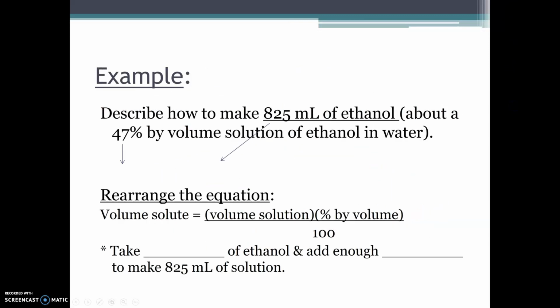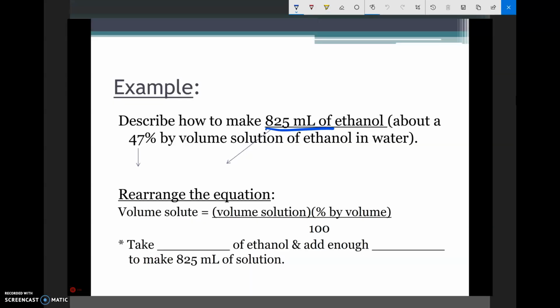Okay, it says describe how to make 825 milliliters of ethanol, which is about a 47% by volume solution of ethanol in water. Okay, so let's break this down. The 47% by volume, that is our percent by volume in our equation. And it says 825 milliliters of ethanol, and then it tells us in parentheses that that's a solution of ethanol in water. So we can assume that this is our volume of solution.